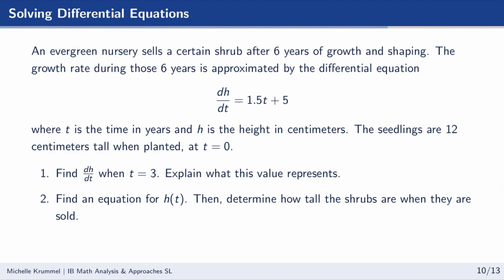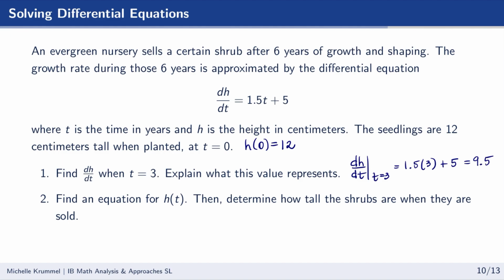The seedlings are 12 centimeters tall when planted at time t equals 0. The height is 12 when the time is 0. That means h of 0 equals 12. We're going to need to use that information for this problem. So number 1, find dh/dt when t equals 3. We have the equation for dh/dt, so we simply substitute 3 in. 1.5 times 3 plus 5. So that's 4.5 plus 5 is 9.5.